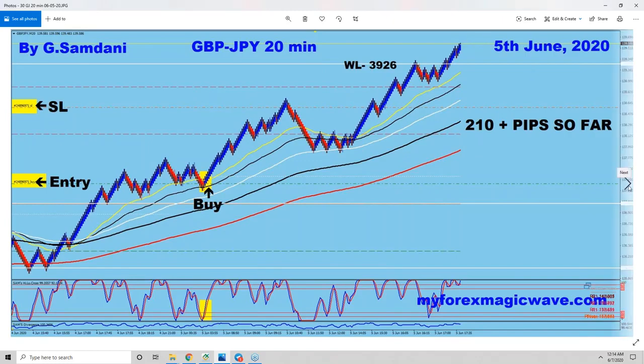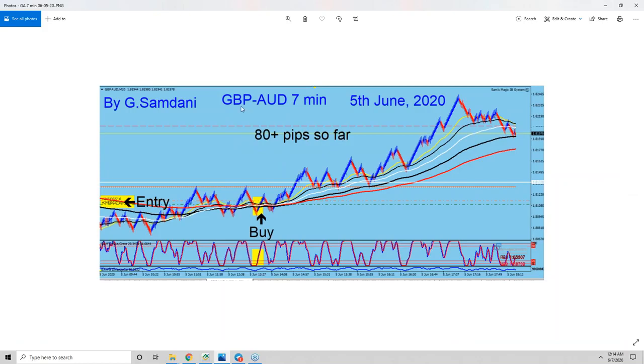4,000 is the huge number, right? So these are the trades, and this is another one on the 5th to the Friday. Pound Aussie 80 pip right from here to there, and it came back, right? So these are the trades, almost 28 trades, exactly 28 trades in 1 week.